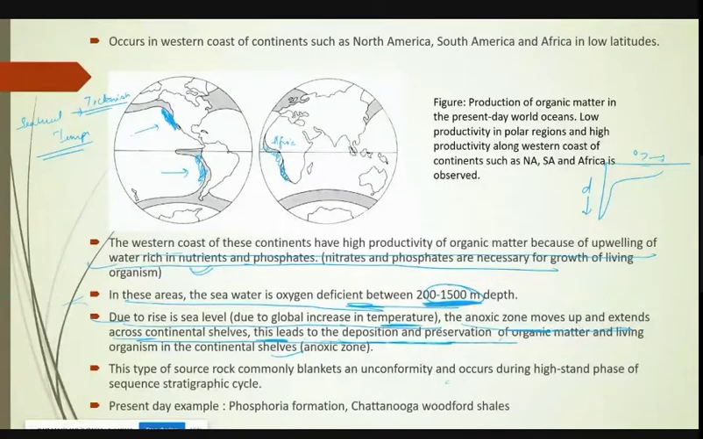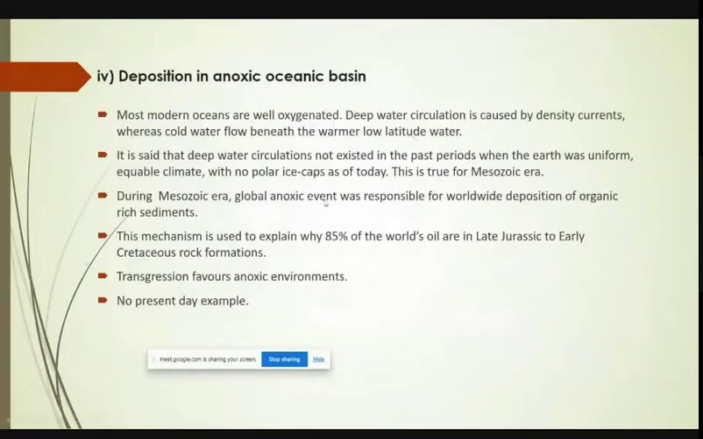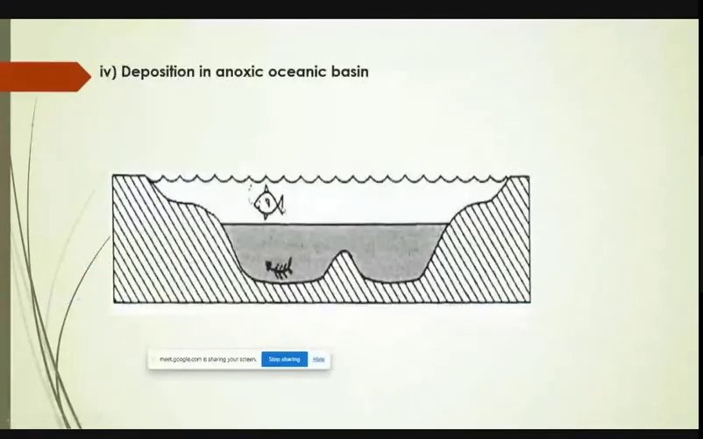Moving on. The fourth point is deposition in anoxic basin. Write down. So the condition today is that most of the oceans today are well oxygenated. Okay. So there is no lack of oxygen in today's oceans. Like the top layer is always well oxygenated.